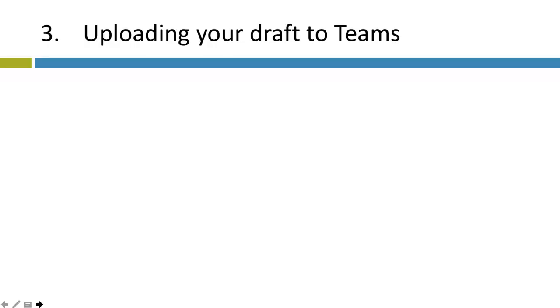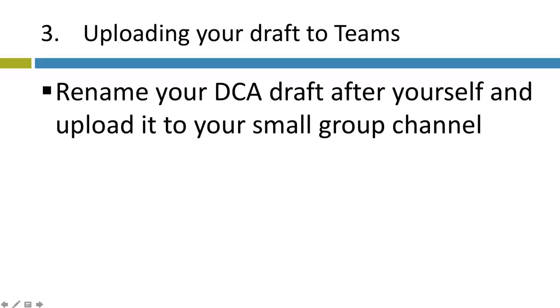Next, let's talk about uploading your rough draft to Teams. So the first thing you're going to do is to take your rough draft and title it after your last name. So if your name is Jane Smith, you'll title your rough draft Smith. And we're doing that so that anybody in your group who's going to do a peer review knows whose draft it is. Once you have renamed your rough draft after yourself, then you can upload it to your small group channel on the class team.